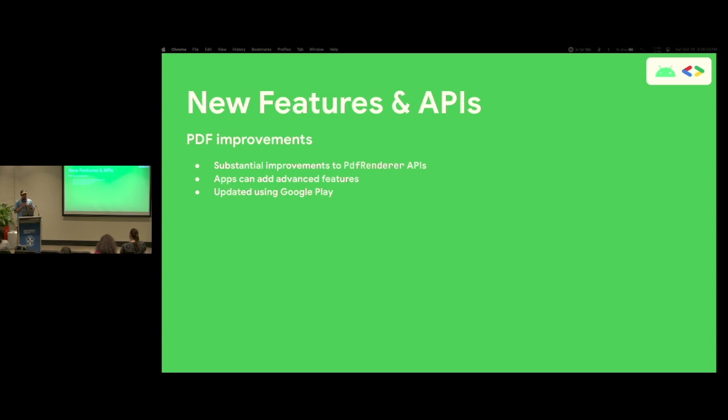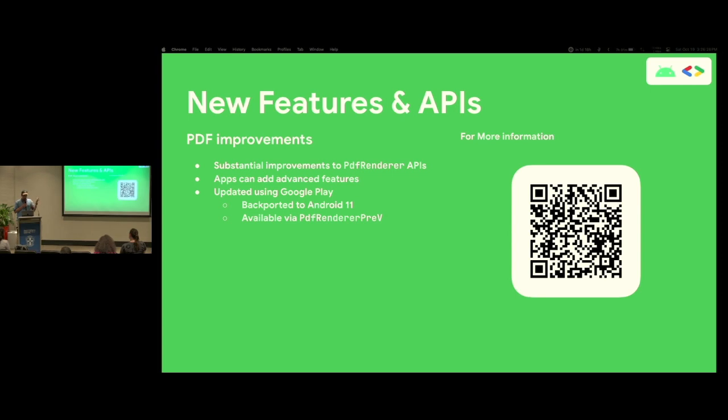And it's moved to the mainline module, so it'll be delivered through Google Play rather than just Android 15. And it'll be backported all the way to Android 11 through the class called PdfRendererPreV. So that's available both in Android 15 as well as on Android 11 through Google Play. But on Android 15, if you just wanted to use Android 15, the PdfRenderer class will have the same APIs. More information on this QR code, and I'll publish these slides so you don't have to really worry about scanning them right now.